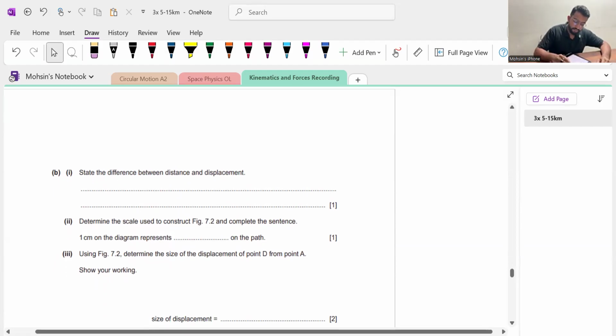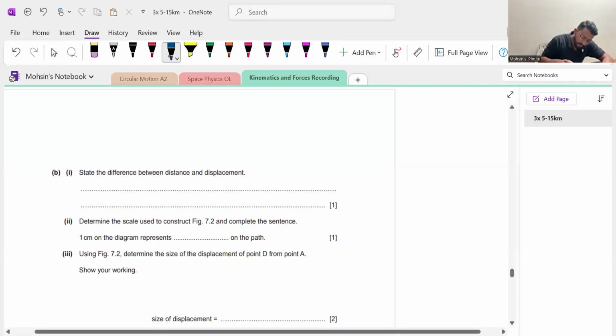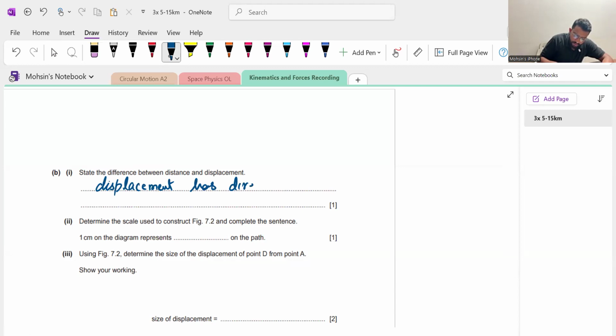Okay, state the difference between distance and displacement. So the difference between distance and displacement is distance has no direction, but displacement has direction. So I will write displacement has direction, whereas distance does not have.